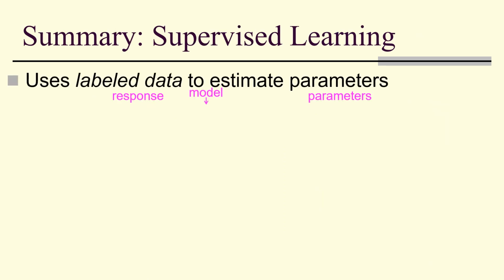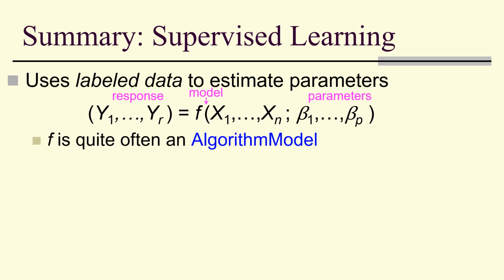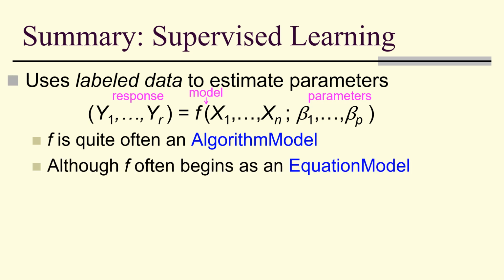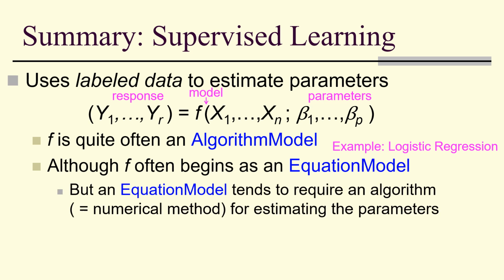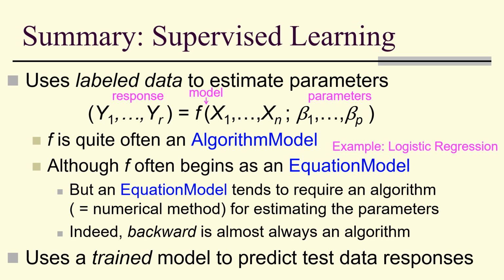With supervised learning, we use labeled data to estimate parameters. F is often an algorithm model, the function f defined by an algorithm, although it may begin as an equation model, such as logistic regression. An equation model, very often we end up having to use an algorithm at least as a numerical method for estimating the parameters. The backwards is almost always an algorithm. And then we used our trained model to predict test data responses.